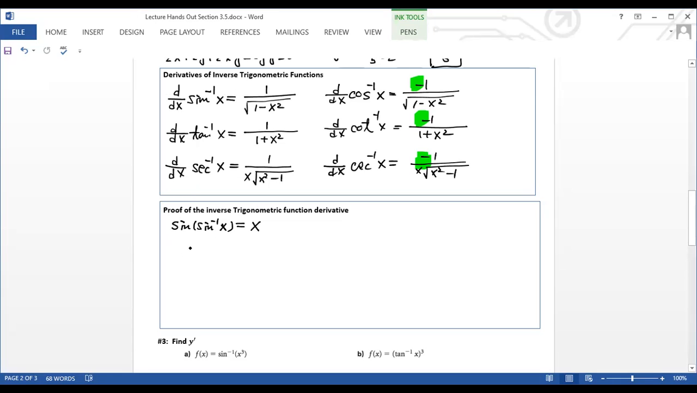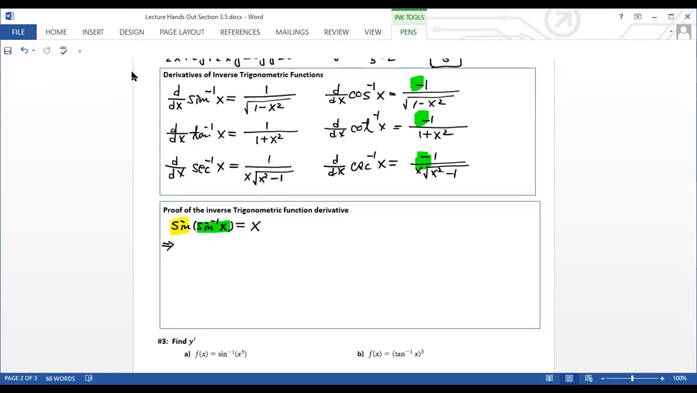Okay, so if you take the derivative on both sides here, this is the chain rule, right? So this is the first layer of the chain rule. We always use the same color. And this is the second layer of the chain rule, right?